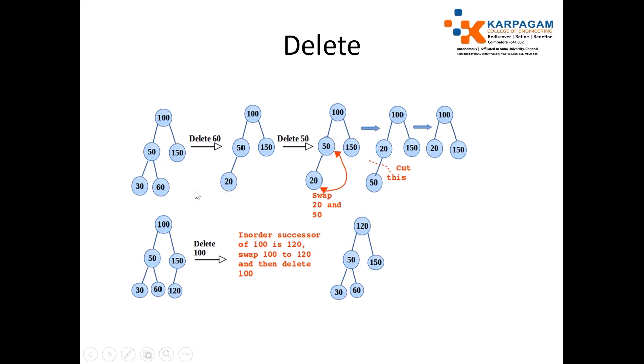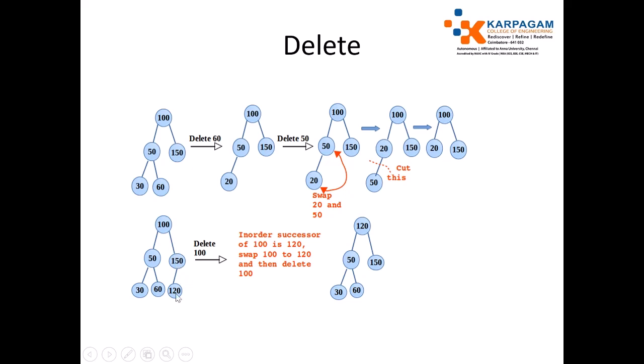The element to be deleted is available in the leaf node. The element to be deleted may have a left child. The element to be deleted may have a right child. If the element to be deleted has a left child as well as a right child, for example, here I wish to delete 100. For 100, we need to take the in order successor of 100.